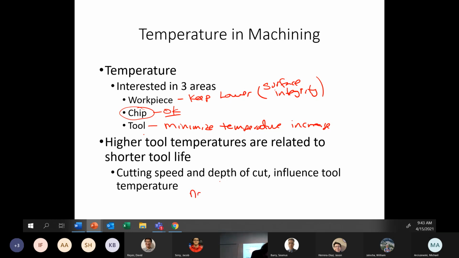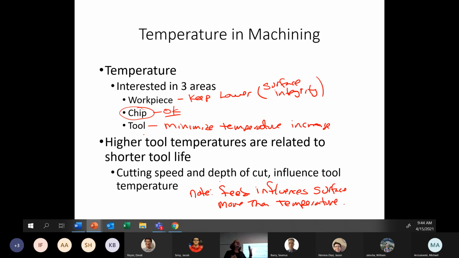So I'm going to put a note here. Feed influences our surface more than temperature. So the feed will influence our achievable surface. It doesn't influence temperature as much. So again, when we're looking at trying to maximize efficiency, we need to think about our variables.